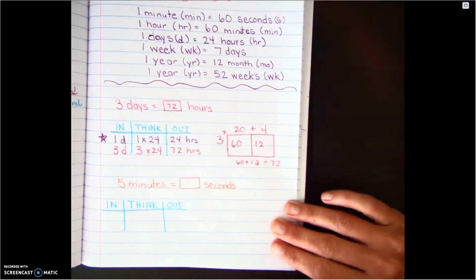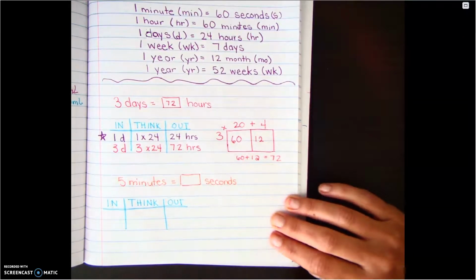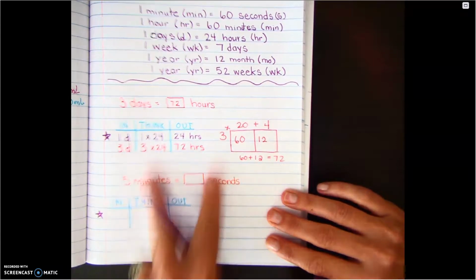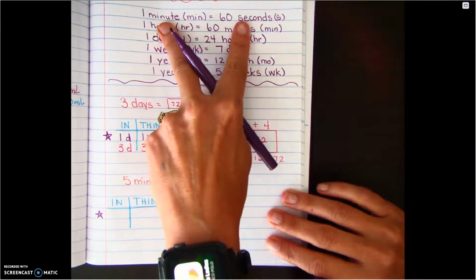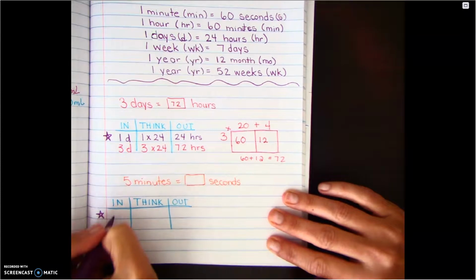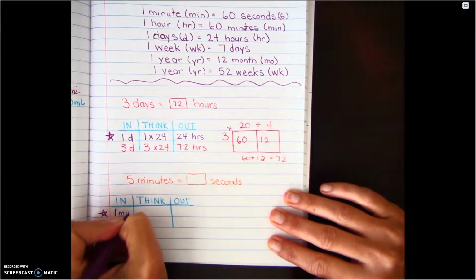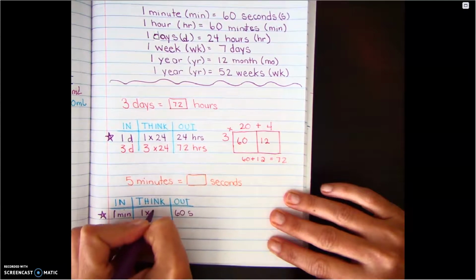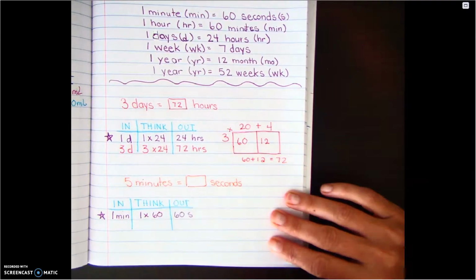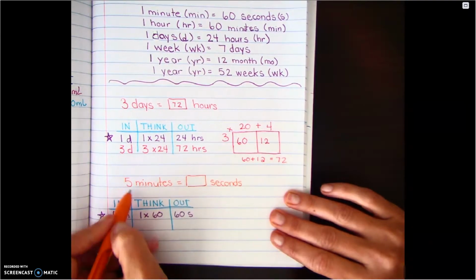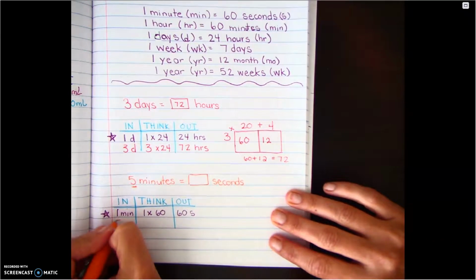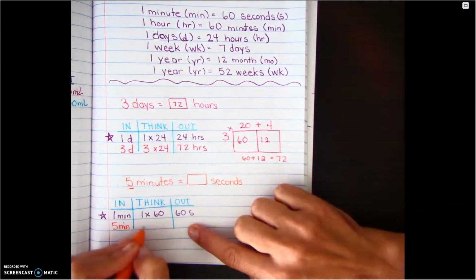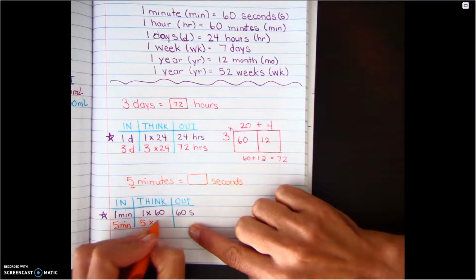Very first thing is I need to get my helper from my chart. So this is my helper line. I put a star by it. I need to go from minutes to seconds. I find minutes to seconds. That's my first one. 1 minute gives me 60 seconds. So then my math is 1 minute is 60 seconds. So now I go back to my problem. I have 5 minutes. So I've got to put in 5 minutes. So I no longer have 1 minute, I now have 5 minutes times 60.